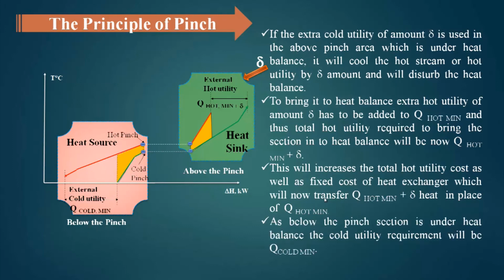Now, as the below pinch section is under heat balance, the cold utility requirement below pinch will be Q cold minimum. It will not increase there, but the total cold utility will increase because you have added delta utility at the top.